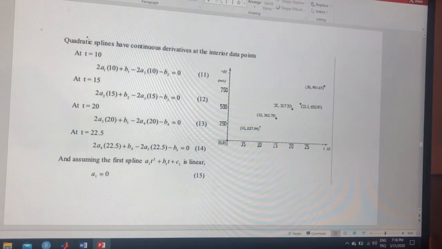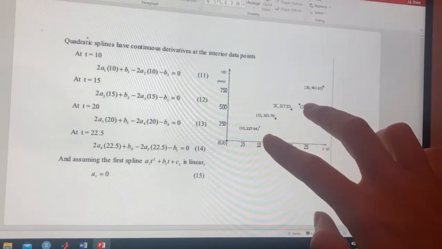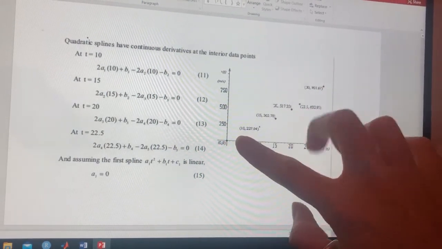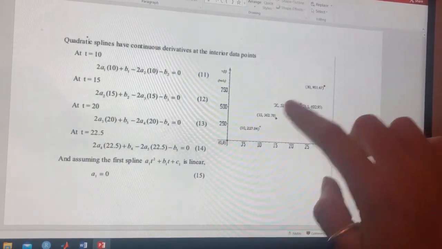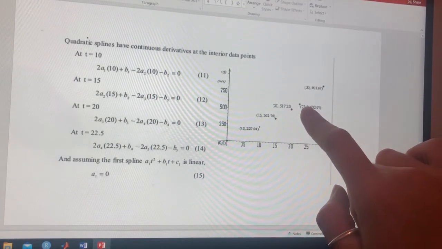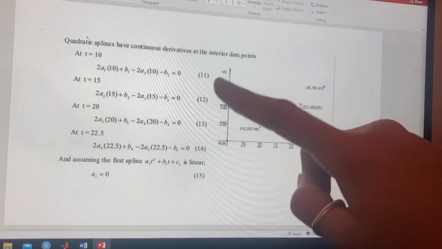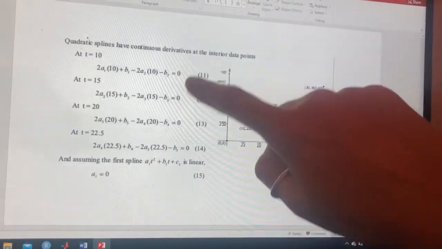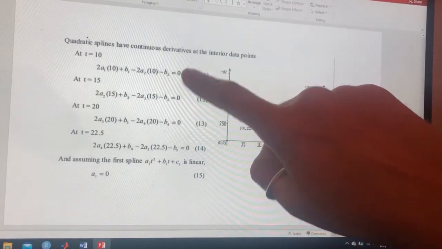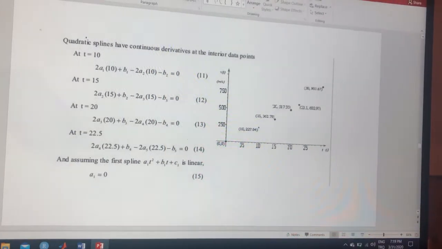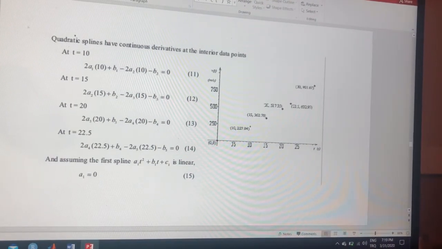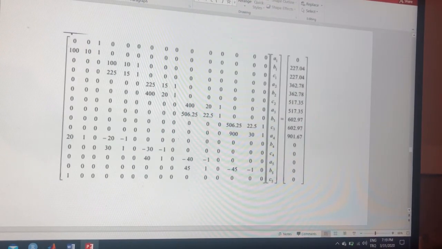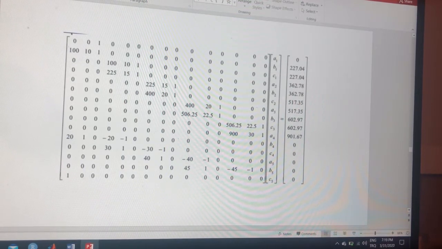And again, from the derivatives at the middle points, not the starting, not the ending point, but the middle points, 10, 15, 20, 25. That's where we are taking the derivatives. Since they have to be continuous, we are making them equal to 0. And again, you will get 5 more equations from there. And if you put all that info in a matrix, this is a linear system of equations.